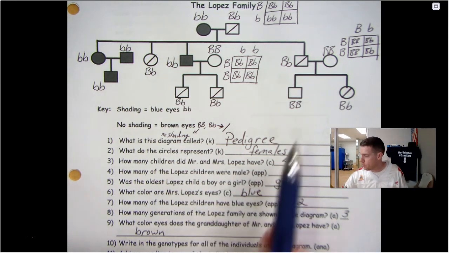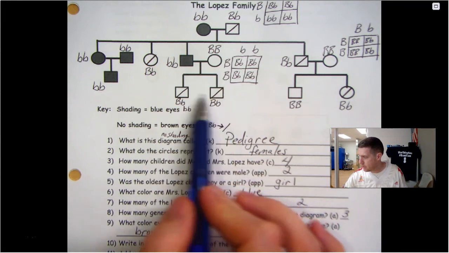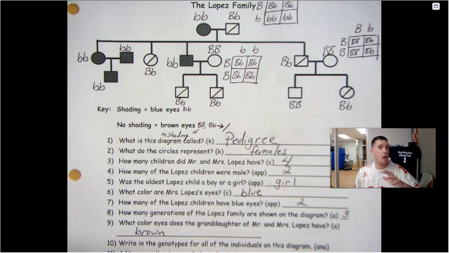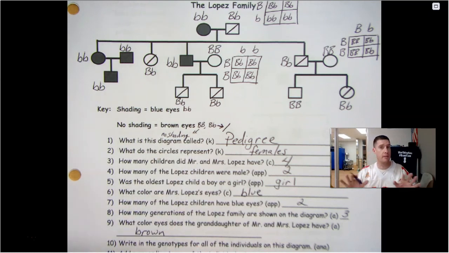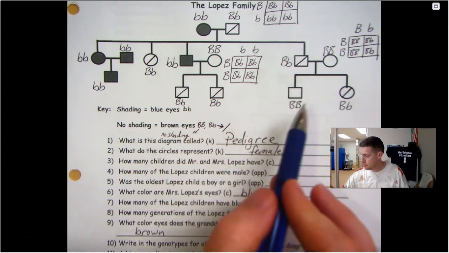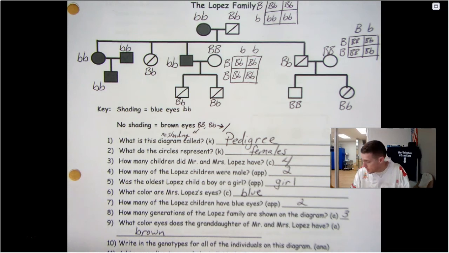So all of my heterozygous shapes now have a slash through them. And my homozygous dominants that are supposed to get no shading have been left alone. There's no shading in those shapes. Okay, great. We have now completed our first pedigree.